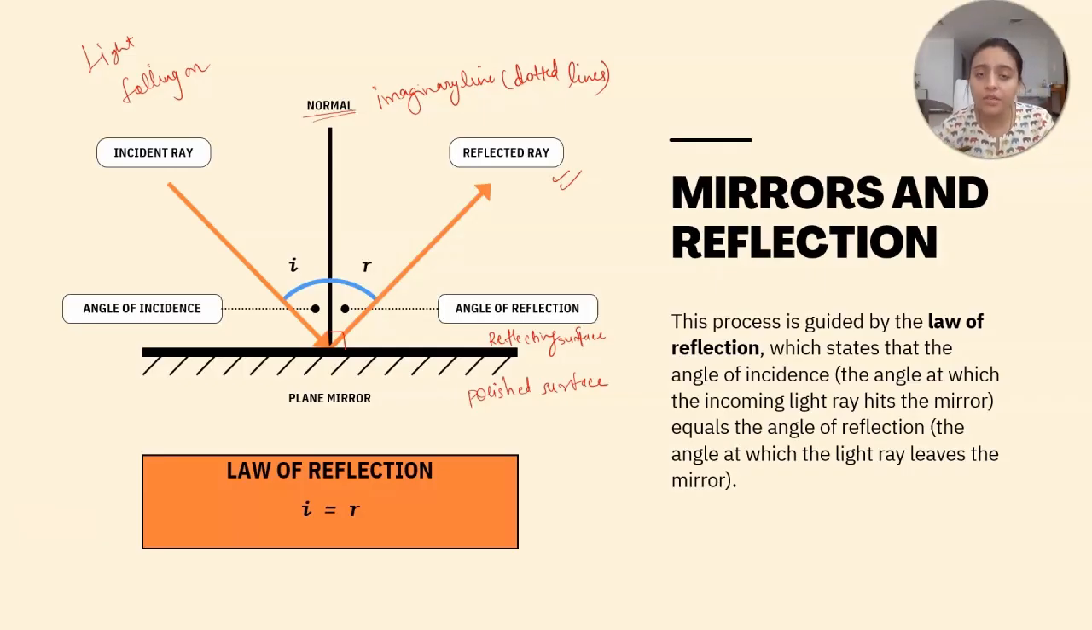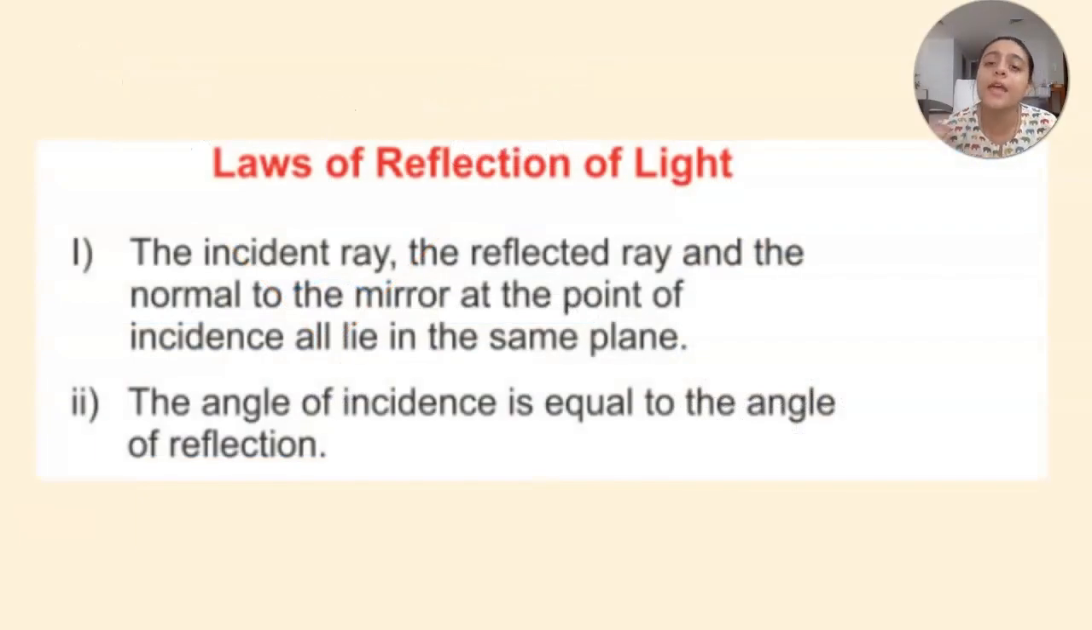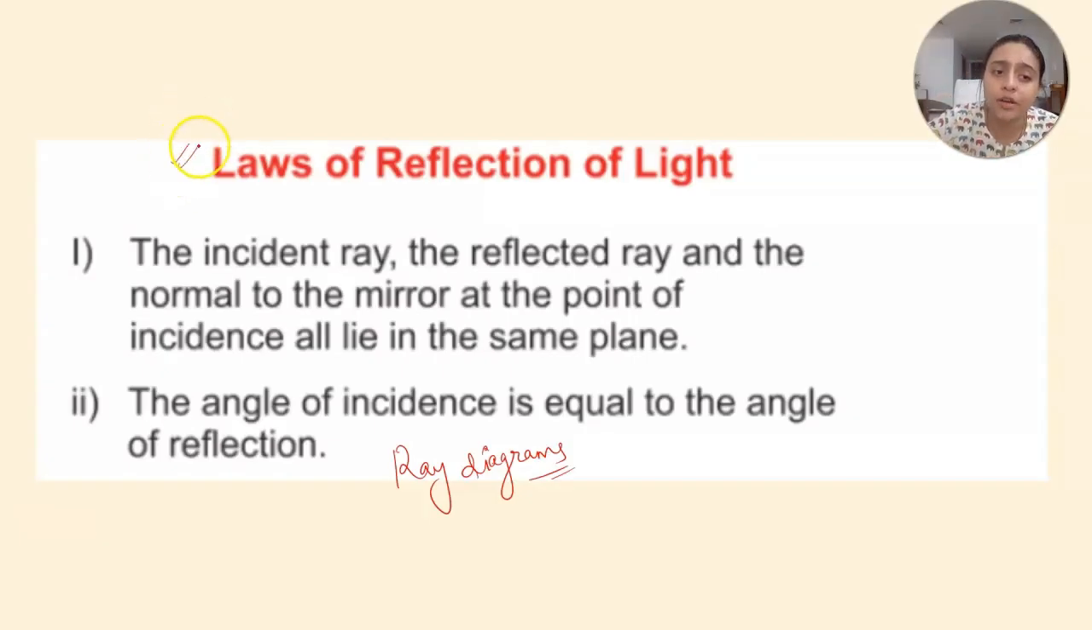So why are we learning about reflection? These are the laws of reflection, which we need to understand so that we can make ray diagrams. These ray diagrams help us understand where the object is placed and where the image is forming, how the incident ray of light comes in and how the light is reflected back. The laws of reflection state that the incident ray, the reflected ray and the normal to the mirror at the point of incidence all lie in the same plane, this normal line.